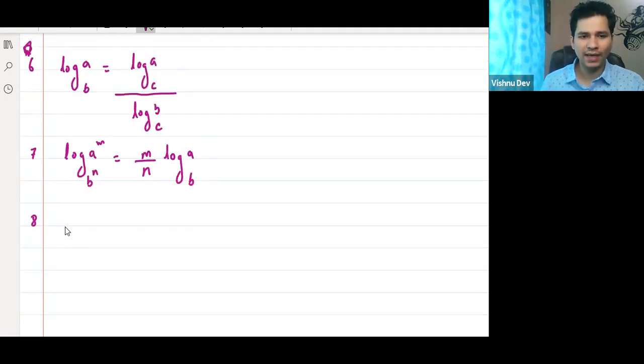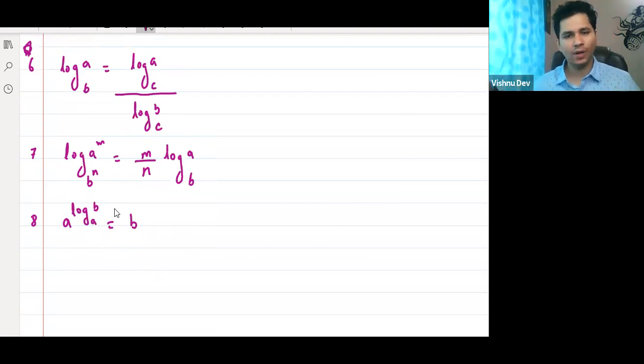Now, what was property 8? Property 8 was A to the power log B base A is equal to B. Just B. That is the property, just B. So this is also one important property, which people generally forget. So 6th and 8th, 7th also you can remember. So these three are properties which we generally tend to forget, so focus on these.